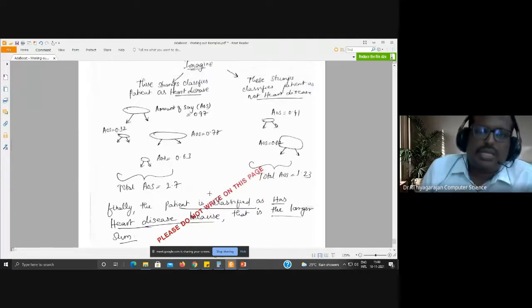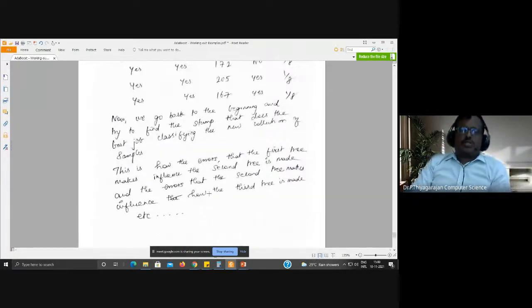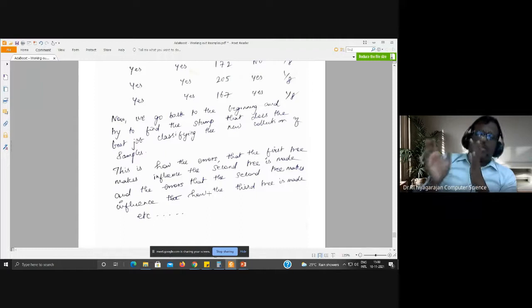So this is how you will construct. This is how we will construct the Adaboost. As I said, it mainly works on the misclassification of the data. Using the error which is committed by the first tree, that error will be taken into account and the subsequent tree will be constructed.